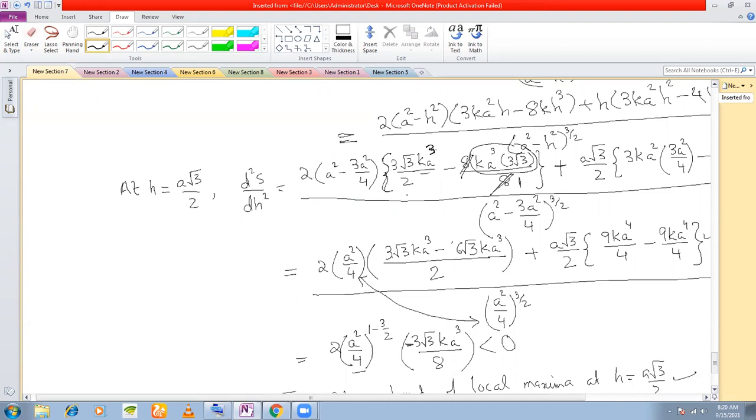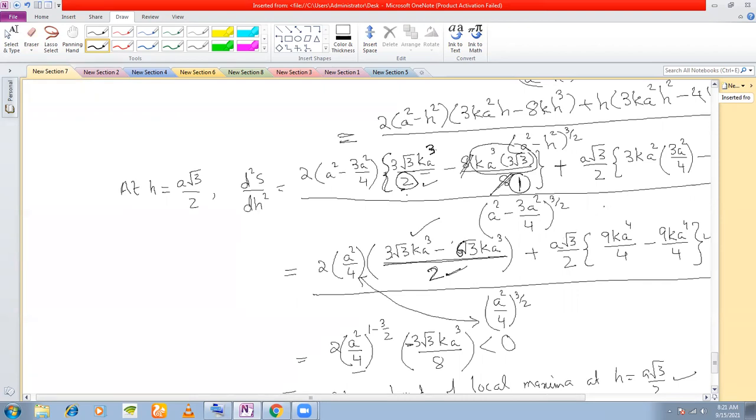3 root 3 a cube, right? Here I'm left with 3 root 3 a cube by 1, isn't it? Now, what is the denominator? Denominator here is 2 and denominator here is 1. So if I take the LCM, the LCM will be 2, because the denominators are 2 and 1. Now what should be the numerator? Here I have a 2, here I have a 2. So I wrote this numerator same, 3 root 3 a cube. And here I have 1, here I have 2. So 2 divided by 1 will give me 2. And 2 into 3 root 3 a cube will give me 6 root 3 a cube, right?